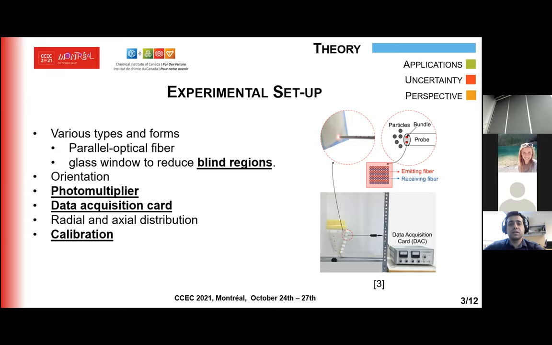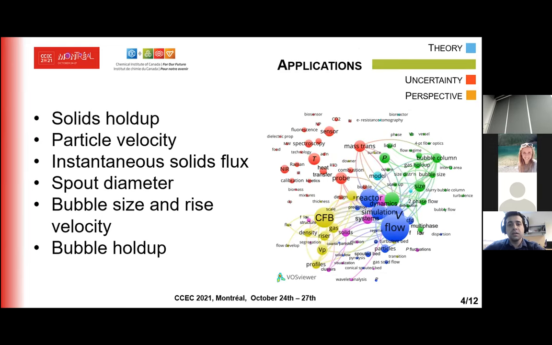For example, for simple applications like solid holdup measurements, a single bundle on the probe is adequate, but measurements of particle velocity or bubble velocity require at least two light emitting receiving bundles. By using fiber optics, we can measure local hydrodynamic properties, including particle velocity, solids fraction, and voids, which are difficult for heterogeneous flow systems like spouted beds, risers, and cylindrical turbulent fluidized beds.